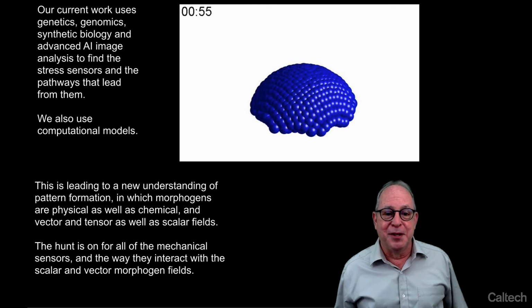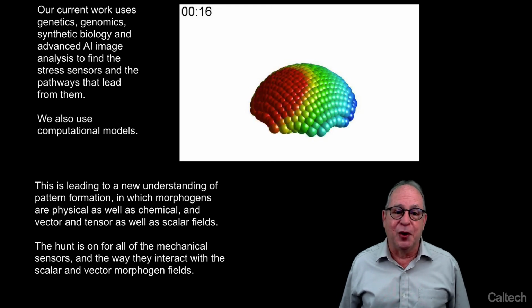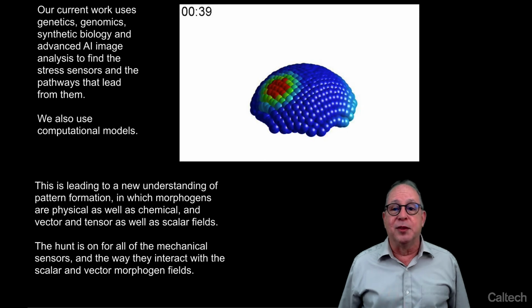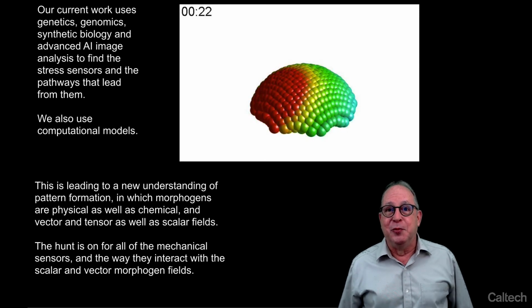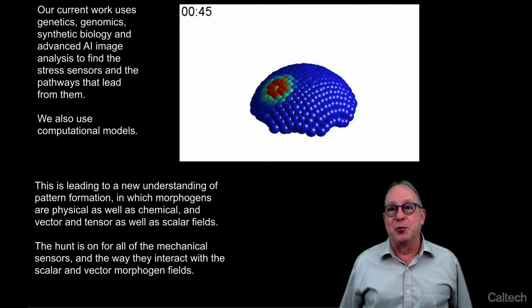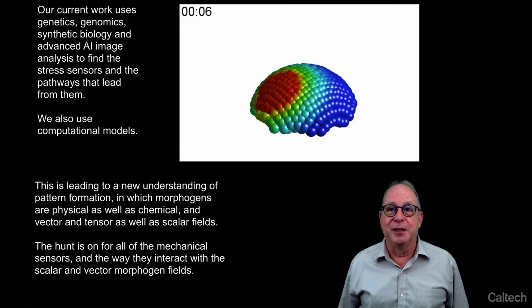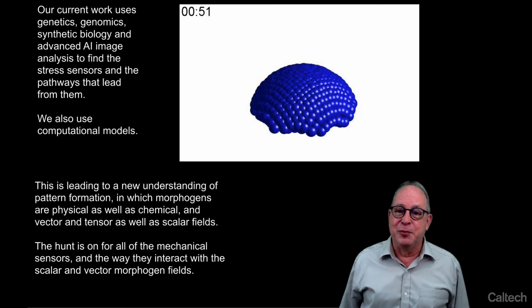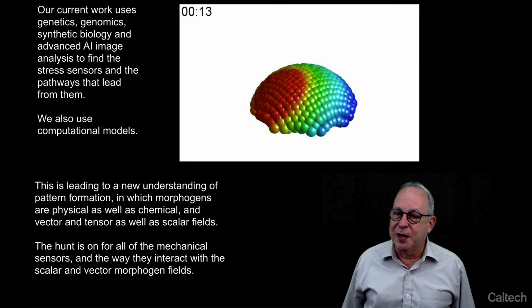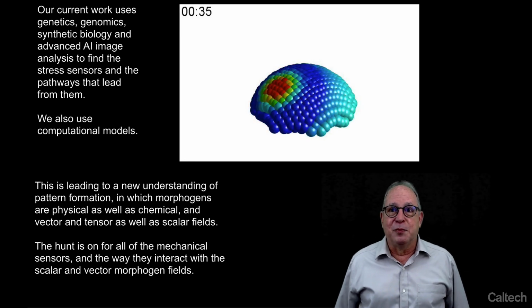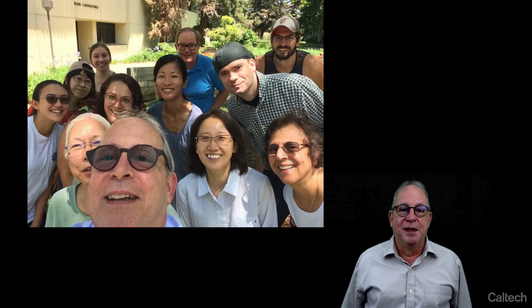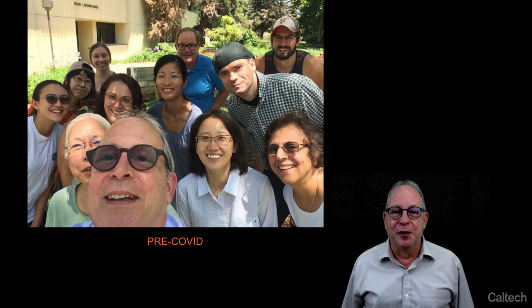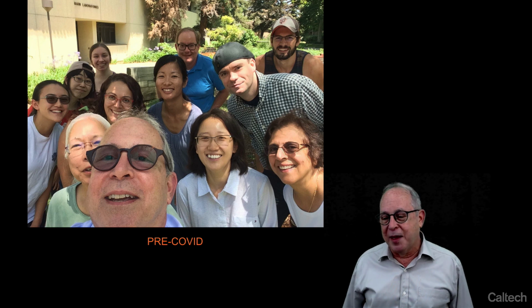Our hunt is on now for the mechanical sensors for all of them, and the way that the tensor field couples with the vector field of morphogens, which couples with the scalar field of gene regulatory networks, so as to have a complete description, computational as well as biochemical, of how it is that plant cells find their position in a developing tissue. Here's what our lab looked like before the COVID epidemic when we could all gather together.